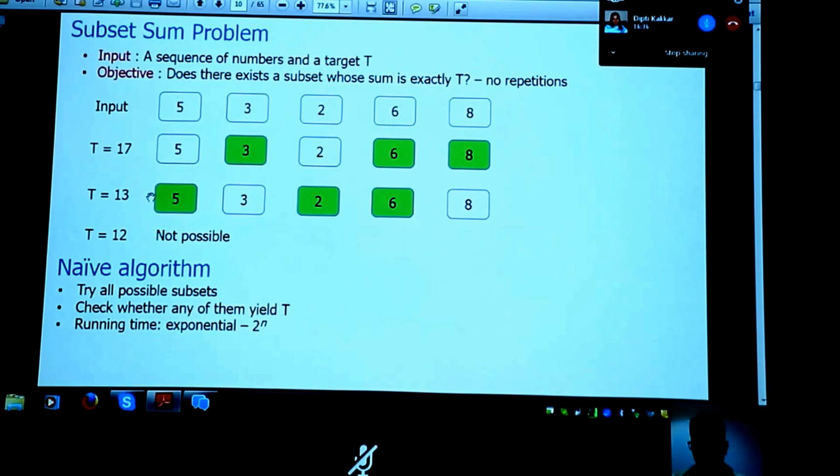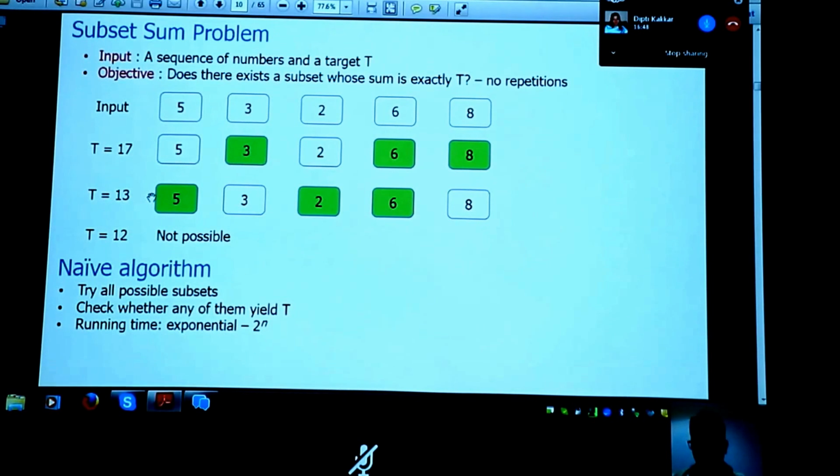Okay? So now, what does this problem ask for? You are given this input, you are given this target, and you are asked, can you get that target or not? Just tell me yes or no. We can generalize it. We can say, give me the solution if it exists. That's fine. They are about the same. First, tell me if it exists or not. Then maybe I'll ask you, give me the solution. Okay? Now, that is the problem. Any questions on what the problem is?